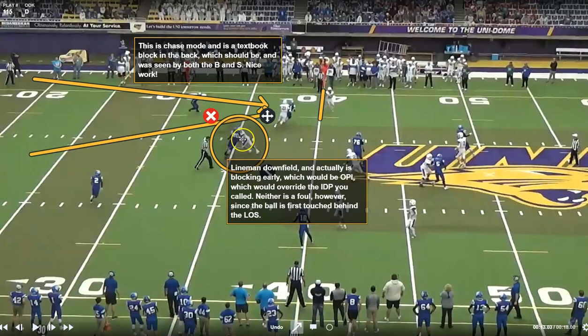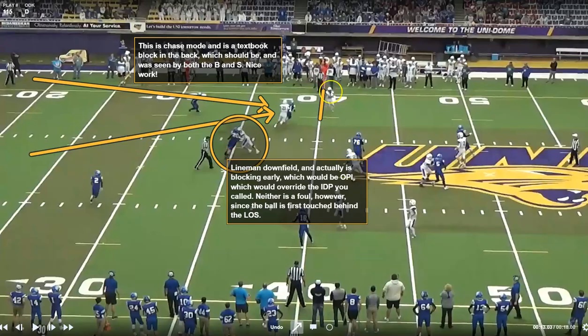They're not only downfield more than 2 yards for IDP, but they're blocking downfield. This guy's blocking downfield before this ball gets touched. So we have OPI hanging. And really, if you have OPI and you have IDP, you're going to go with the OPI. You're not going to throw 2 flags. You're going to throw 1 flag. You had an ineligible player downfield. Then that ineligible player started blocking. So now we have OPI hanging.